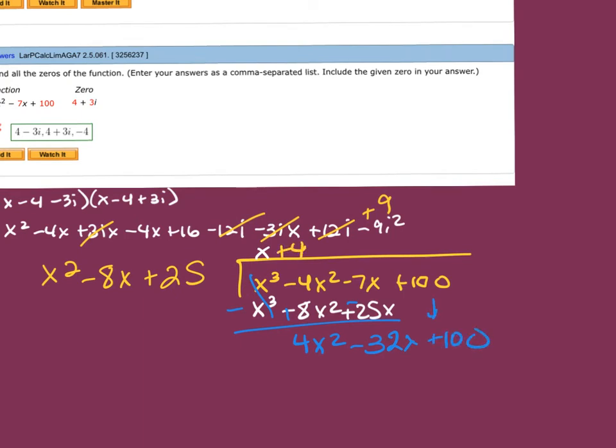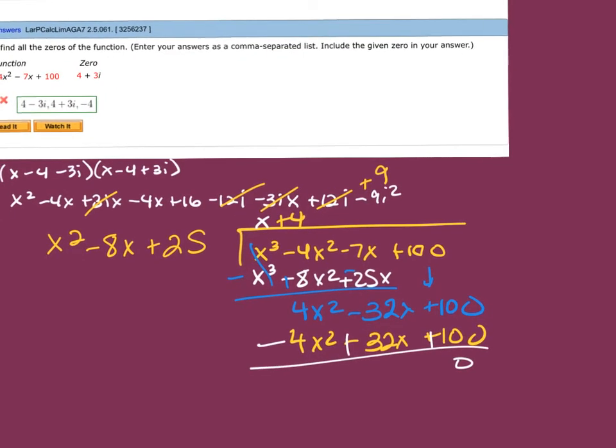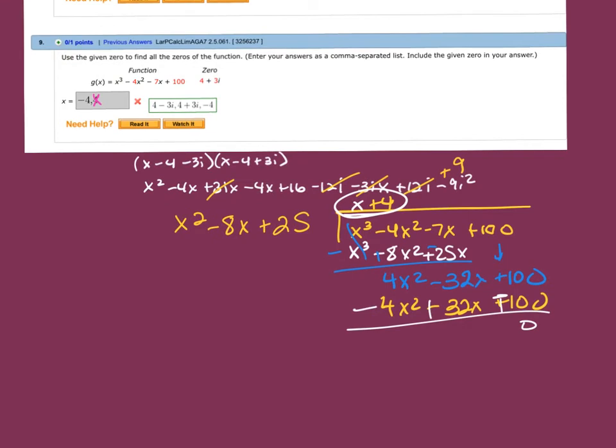This would be 4. Change your signs and they cancel. This should be a minus. So x minus 4 is the last factor, which means just 4. So then you had the 4 minus 3i that they gave you, the 4 plus 3i that they gave you, and the negative 4.